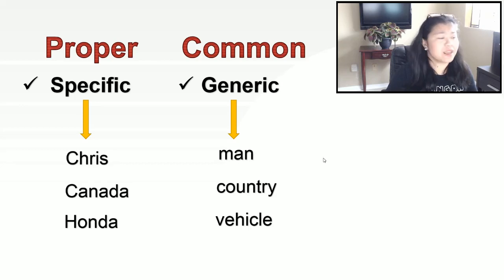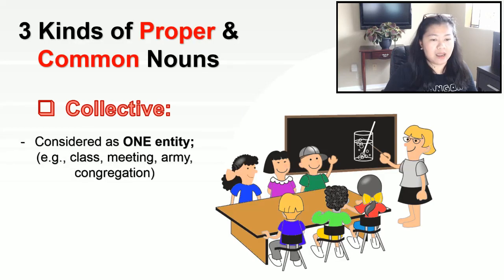Now, there are three different kinds of proper and common nouns, and they are collective, abstract, and concrete. But I'm going to discuss them one by one for you. The first one is collective. Collective nouns are considered as one entity, as you can see in my examples here: a class, a meeting, an army, or a congregation.